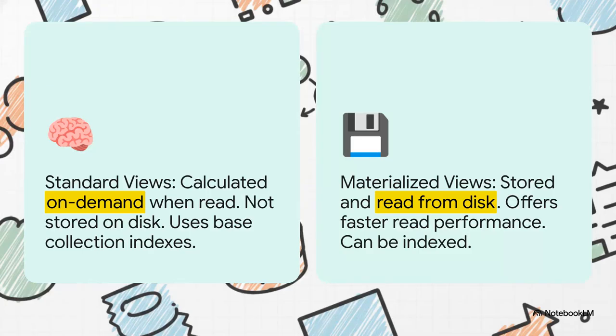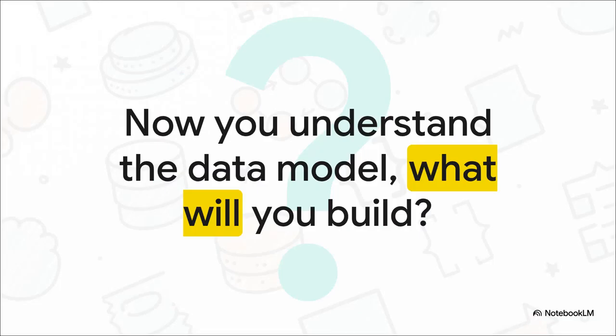And MongoDB actually offers two types. Standard views are calculated on the fly every single time you query them, so they don't take up any extra storage. On the other hand, you have materialized views, which store their results on disk. This means they provide much faster read performance, especially for complex stuff, because all the hard work has already been done.